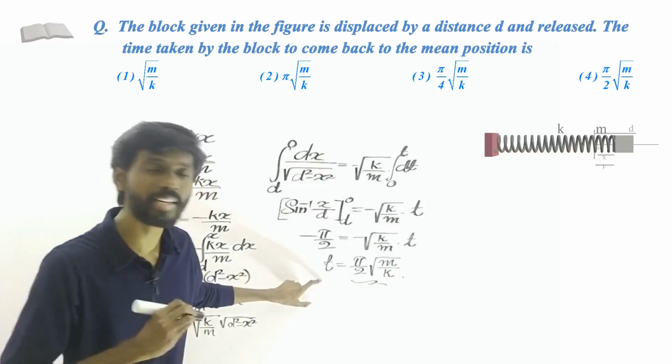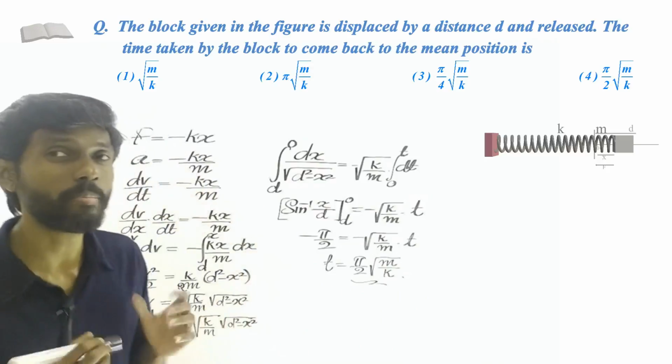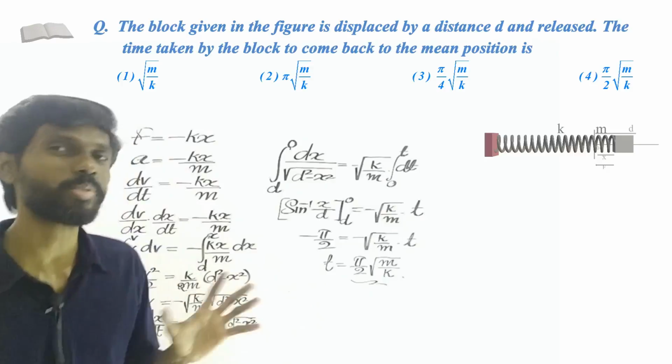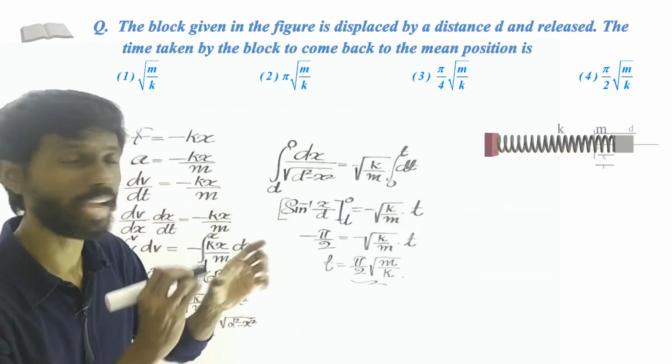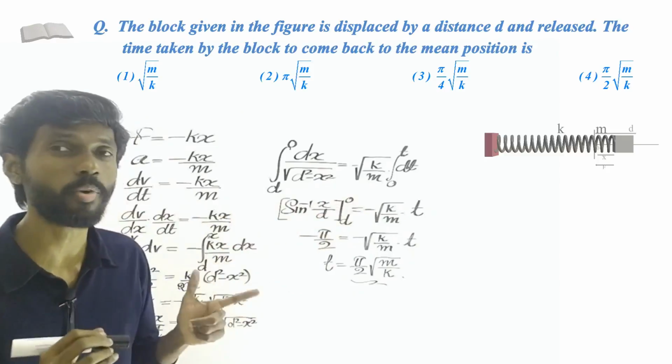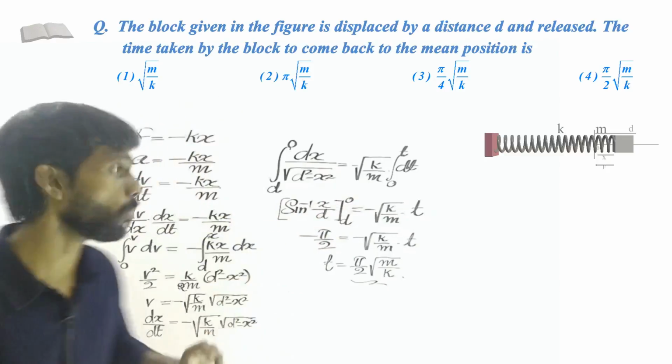See, this is directly related to the time period of simple harmonic motion. But we're not using any idea of simple harmonic motion here. We use the simple idea of the force acting on the object. That is the spring force. But that spring force happens to be a variable force.